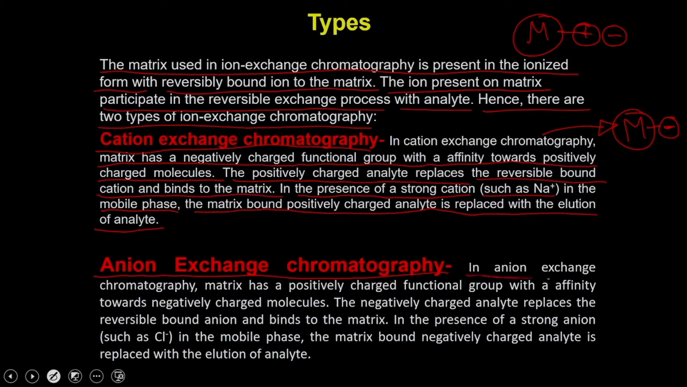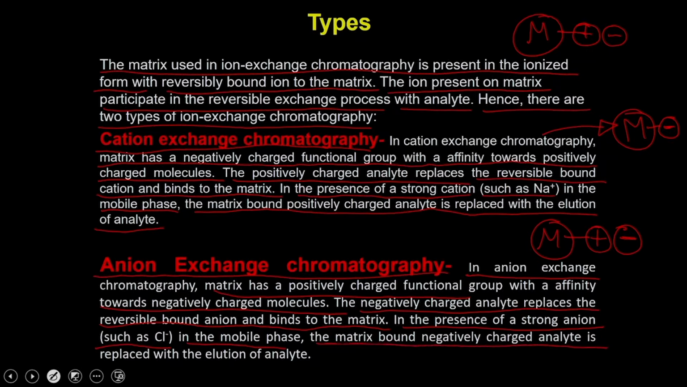Now, in anion exchange chromatography, it is completely reverse. The matrix has a positively charged functional group, which has a counter ion of negatively charged anions. So, it has affinity towards negatively charged molecules. The negatively charged analyte replaces the reversibly bound anion and binds to the matrix. In the presence of a strong anion, for example chloride, in the mobile phase, the matrix bound negatively charged analyte is replaced, and that is how the analyte is eluted from the matrix.